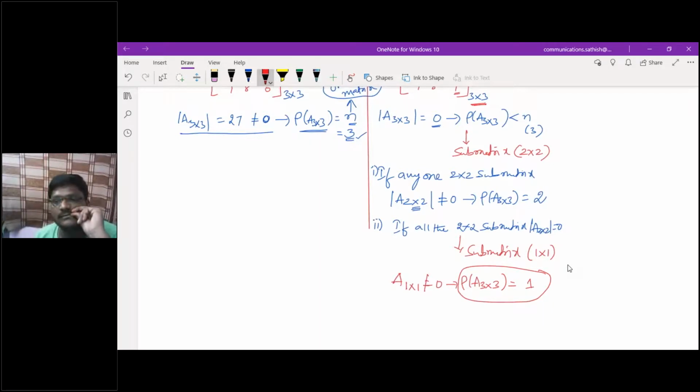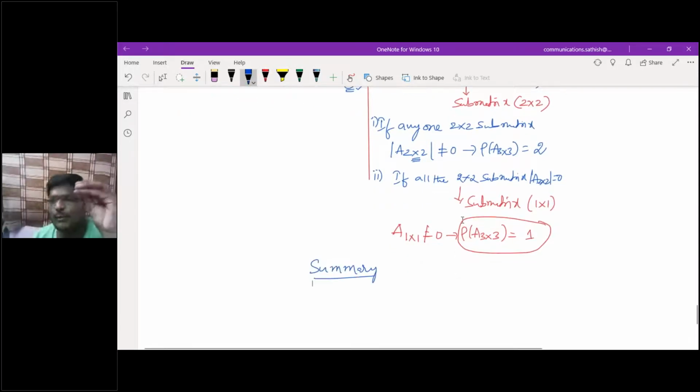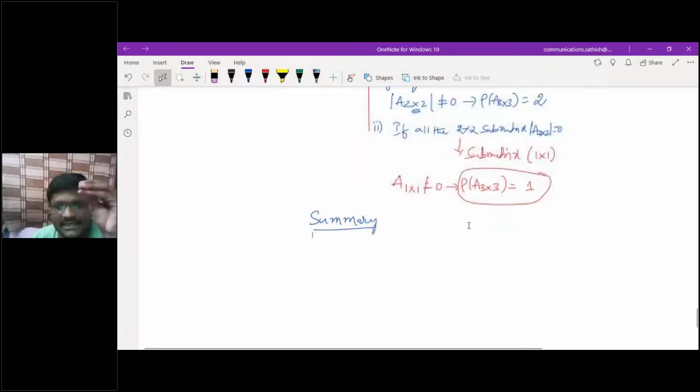Clear, sir. Now I'll write down the summary of this, with the example I explained to you. It is more than enough. Most of the questions they ask are on this concept only, not much concentrating on other topics. If you concentrate on this, it's more than enough for the rank of a matrix.